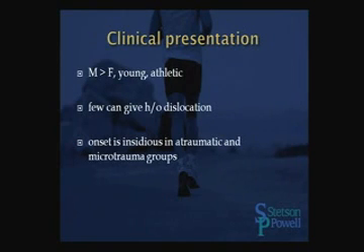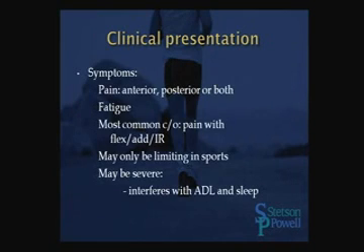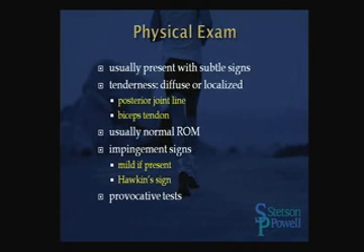So clinical presentation, it's males more often than females, young athletic population. Few can give an actual history of dislocation, and in the atraumatic and microtrauma groups, the onset is insidious. Pain can be anterior with traction on the nerves as the shoulder goes out the back. It can be posterior in the capsule. Often it's related to fatigue. The most common complaint is pain with flexion, adduction, and internal rotation. For some, it may only be limiting in sports, but for others it may interfere with ADL and with sleep.